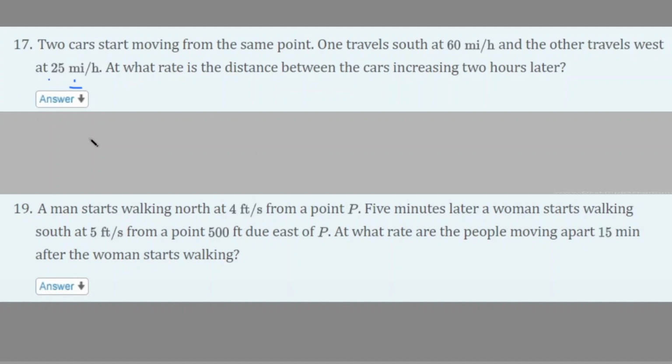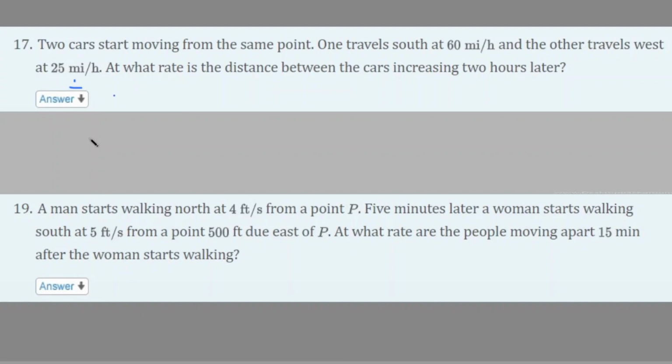Alright, so let's take a look at these few questions. Number 17: 2 cars start moving from the same point. One travels south at 60 miles per hour, and the other travels west at 25 miles per hour. At which rate is the distance between the cars increasing 2 hours later?